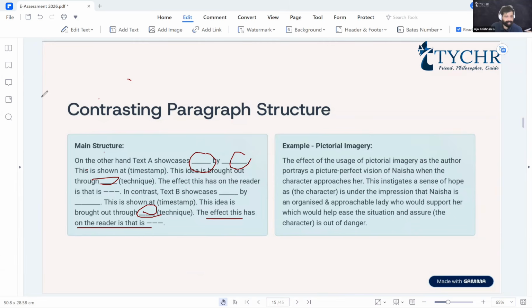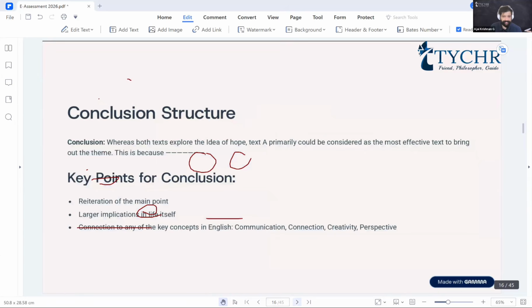If you have any further questions regarding compare and contrast, hold your questions till the last minute. We'll take your questions at the end.